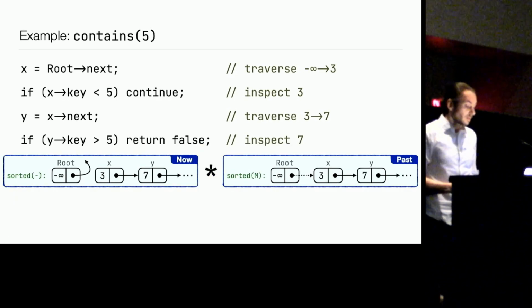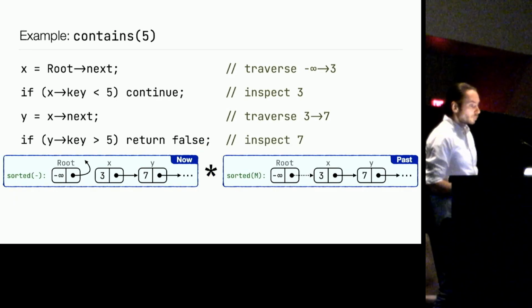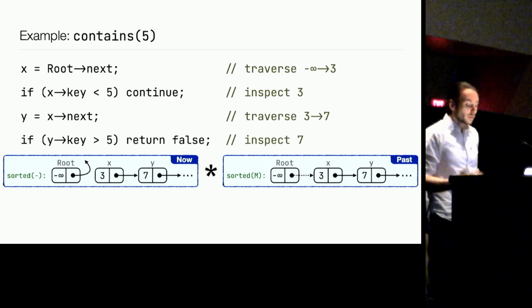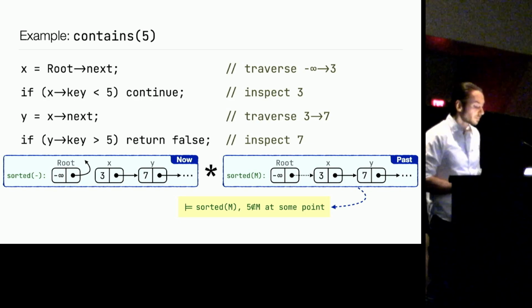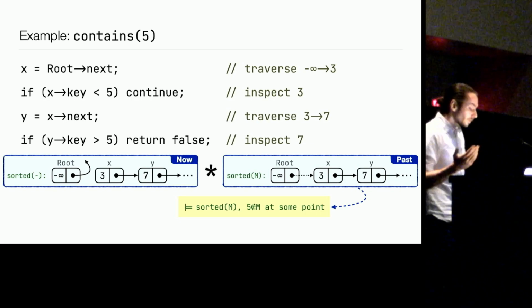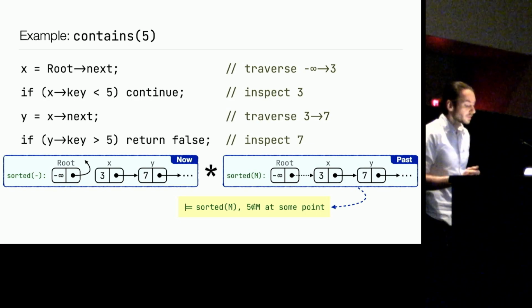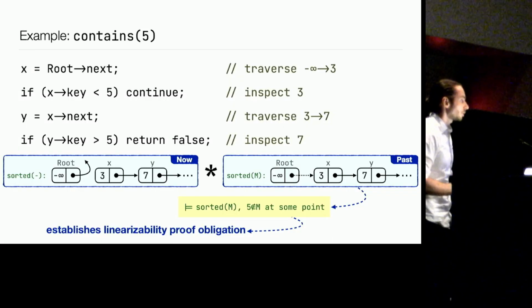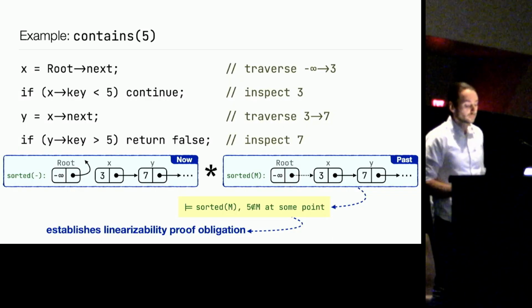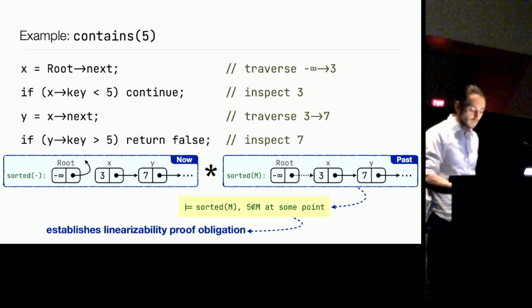And as I said, this new past predicate that we derived now gives us a witness for the fact that 5 has not been in the set at some point in time, because value 5 would need to go between 3 and 7 because the set is sorted, and as we can see, it is not contained here. And this establishes our linearizability proof obligation from earlier.